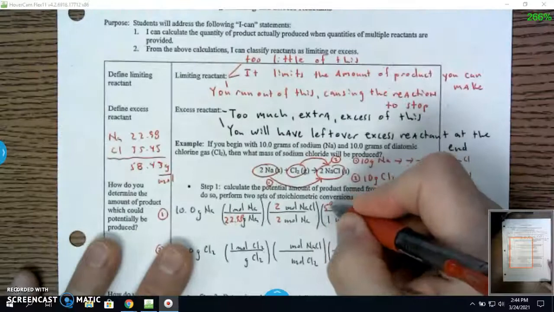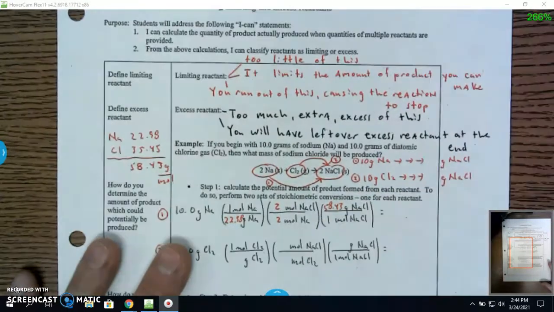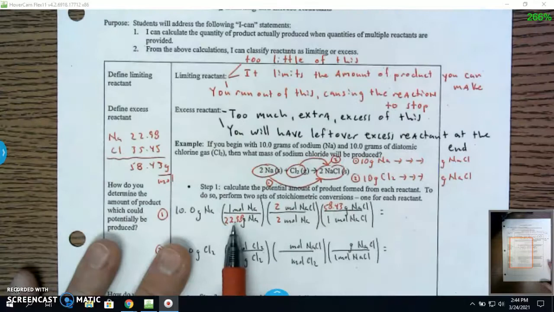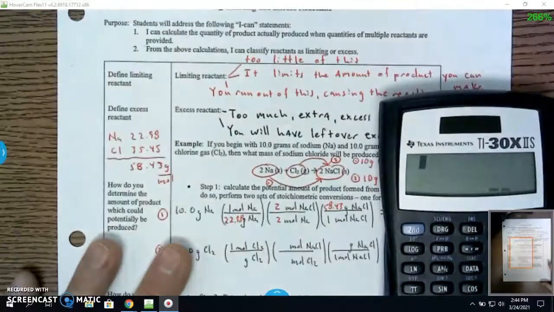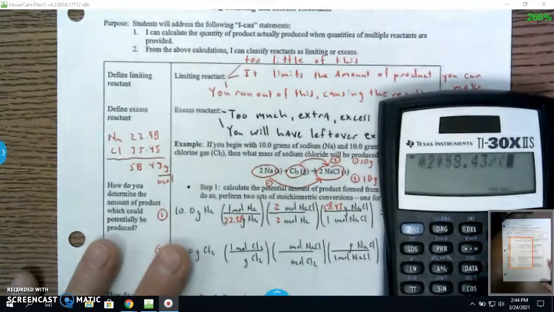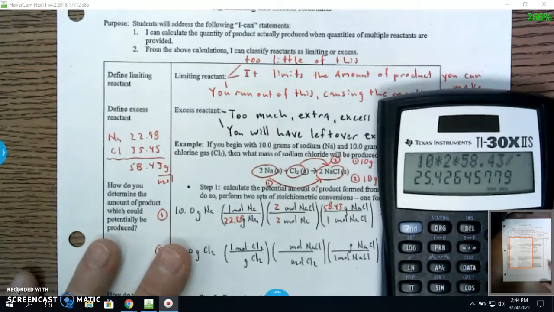So this is 58.43. So now it's the same statement about calculator use that we always talk about. We multiply across the top and divide by everything on the bottom. Don't forget to tell the calculator that both of these two terms are on bottom. Okay, so the way that I like to do that is 10 times 2 times 58.43. And then, of course, we do divided by parentheses, 22.98 times 2, close the parentheses. And we get this potential answer right here, we'll say 25.43.